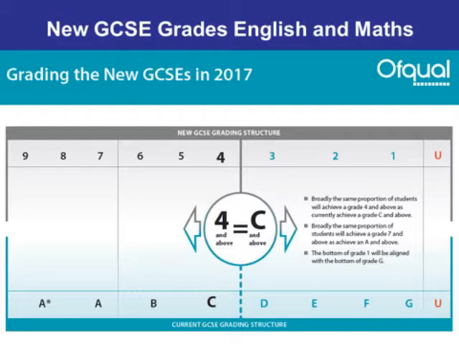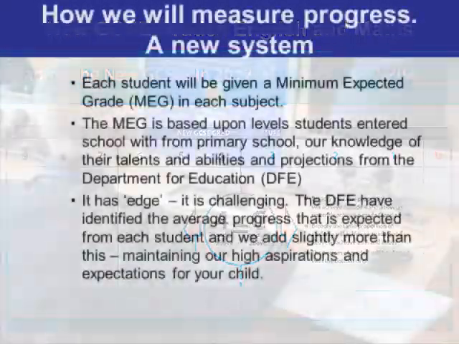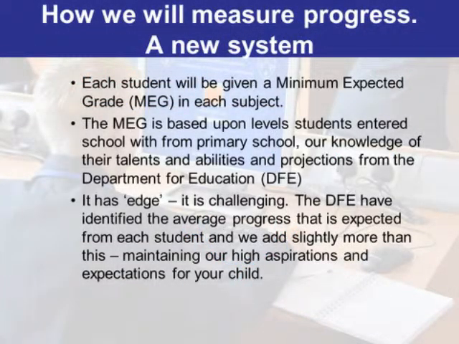So obviously for your child you will receive a mixture of lettered grades and numbered grades, and those numbered grades will be in English and mathematics, and the lettered grades will be in all of the other subjects. This has meant we've had to look at how we measure progress at Hillside, and so we've introduced a new system, and this new system involves every student being given a minimum expected grade, a MEG, in each subject.